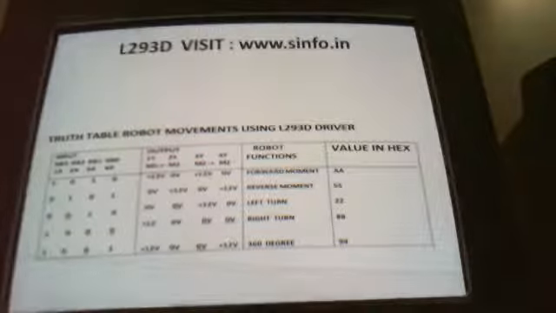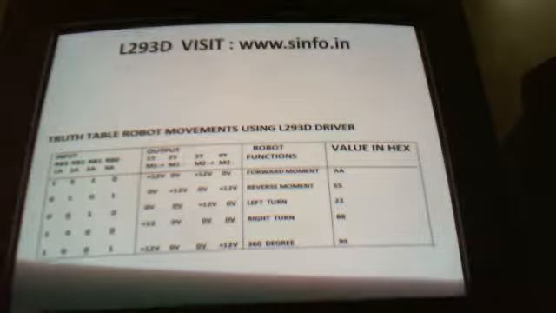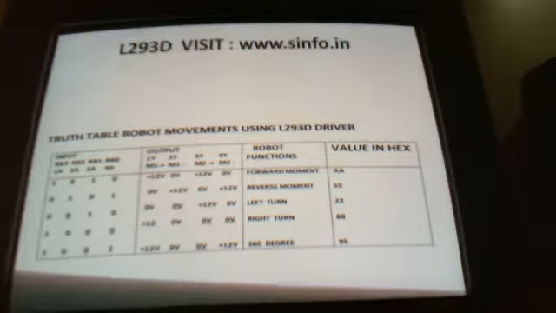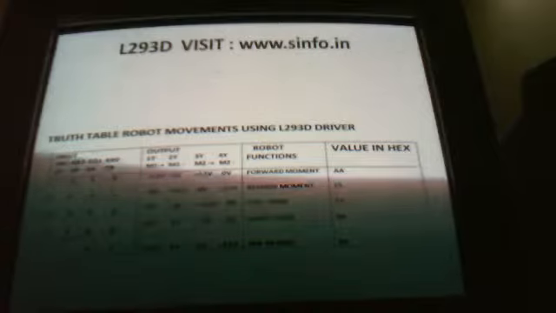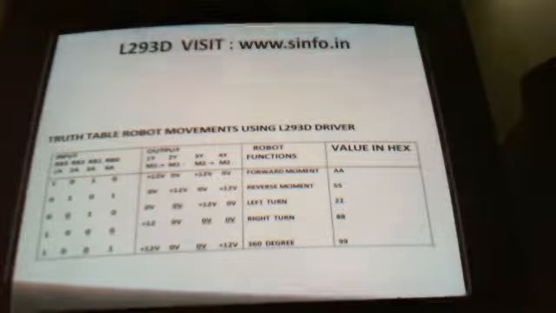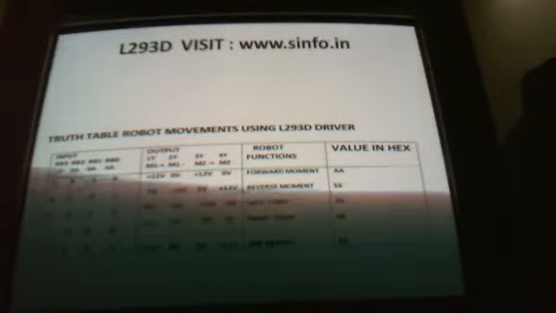Next, if I make my input 0 0 1 0, my robot motor will get 0 0 volt. So my left motor will stop and the right motor will rotate, so my robot will take a left turn. Suppose I need to make a right turn, I will apply input 1 0 0 0. So I will get the output plus 12, 0 volt and 0 0 0, so my robot will take a right turn. For that I need to send 8 8.